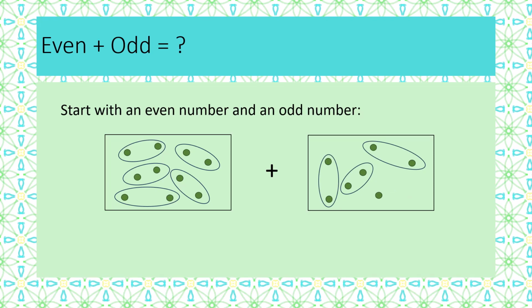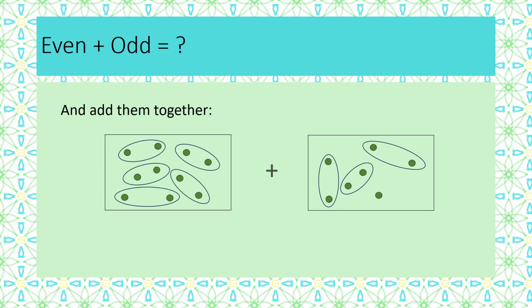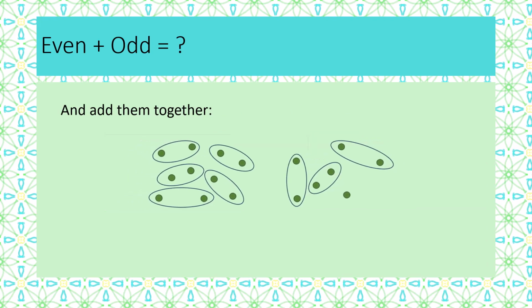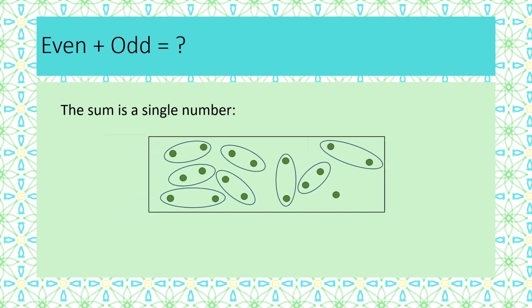When we add the 2 numbers together, visually we just put them together. The sum is a single number which can be separated into groups of size 2 with one object left over. Thus, the sum of an even number and an odd number is odd.